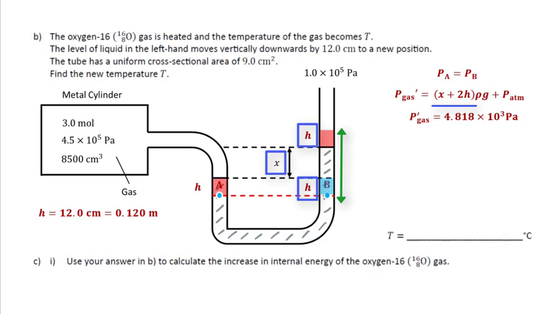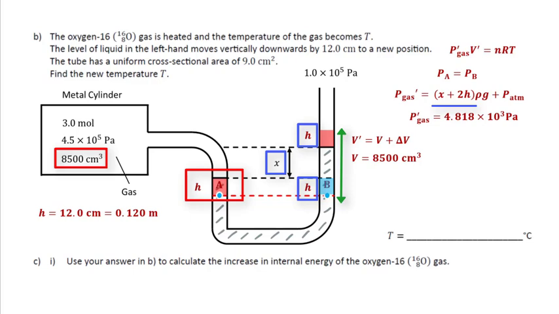Here, we use the equation PV is equal to nRT. This is now applied in the current situation. So P dash gas, V dash is equal to nRT. And don't forget that V dash is simply equal to capital V plus delta V. What is V dash? V dash is simply the final volume of the gas, whereas V is simply the initial volume, which is equal to 8500 cm3. And then delta V is the increase in volume. So, don't forget that the initial volume is 8500 cm3.